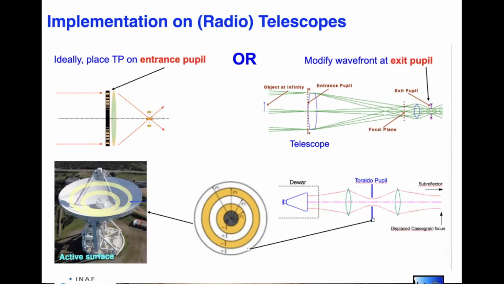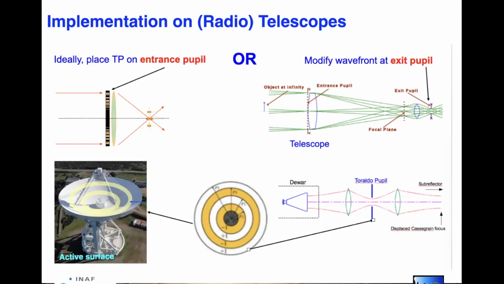You basically have to, ideally, place this phase mask at the entrance pupil of the telescope. So for a big radio telescope, that means you have to place this mask at the aperture plane of the telescope, and that can be quite cumbersome, to say the least. Otherwise, you can place the phase mask at an exit pupil of the telescope. That's much easier in principle.